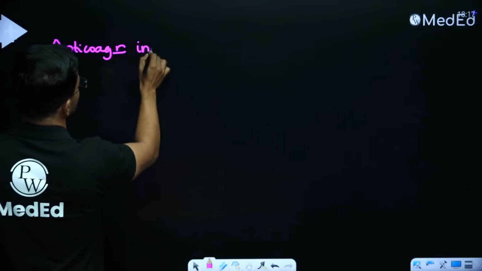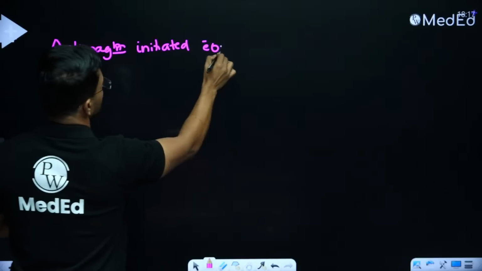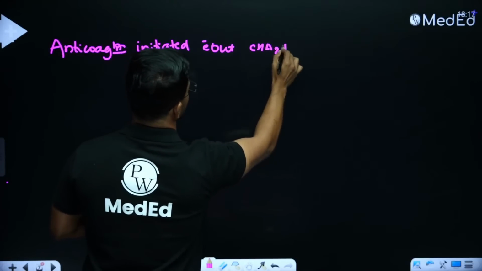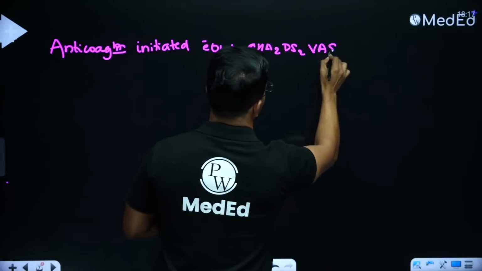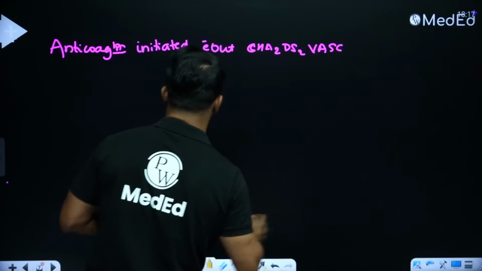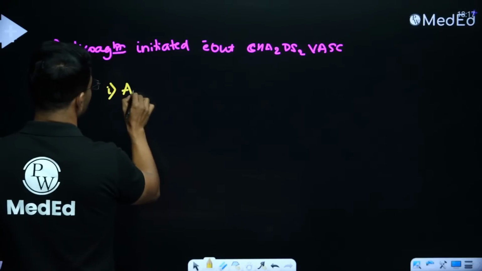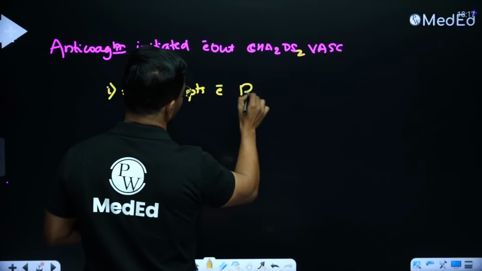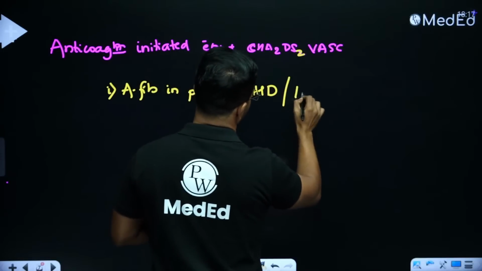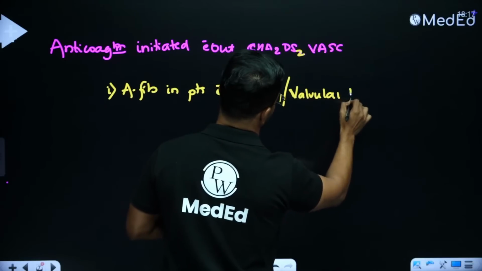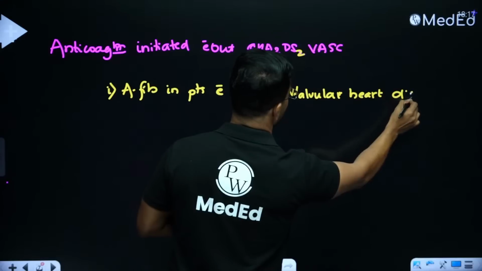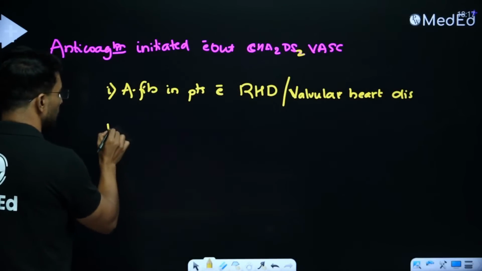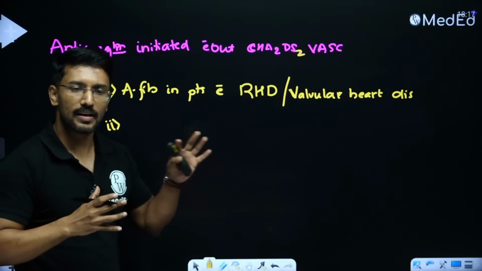So please remember, there are 3 conditions where anticoagulation is initiated without looking at the CHA2DS2-VASc score. So what are those conditions? The first one is atrial fibrillation in patients with rheumatic heart disease or valvular heart disease of other etiology. So if you have rheumatic heart disease or valvular heart disease and you have developed atrial fibrillation, we do not have to calculate the CHA2DS2-VASc score, directly start anticoagulation.